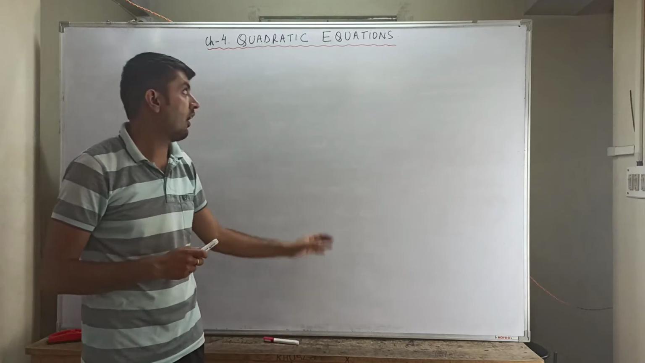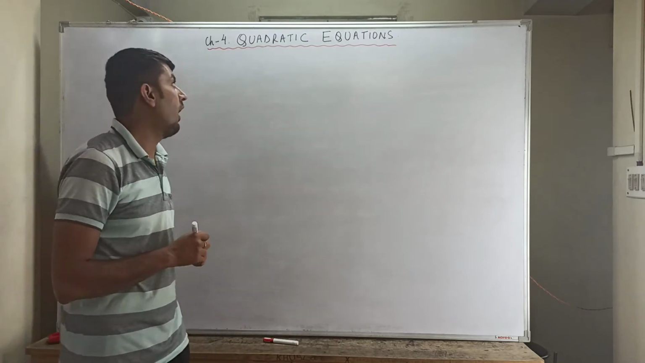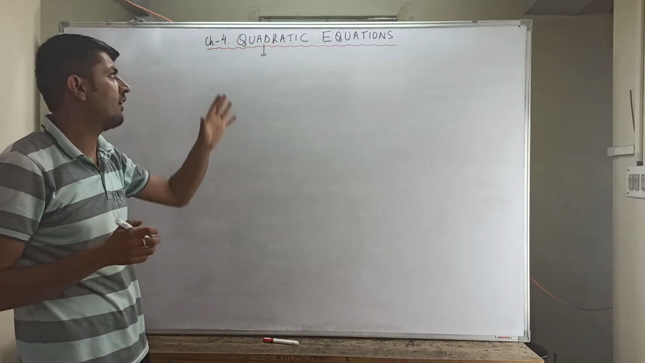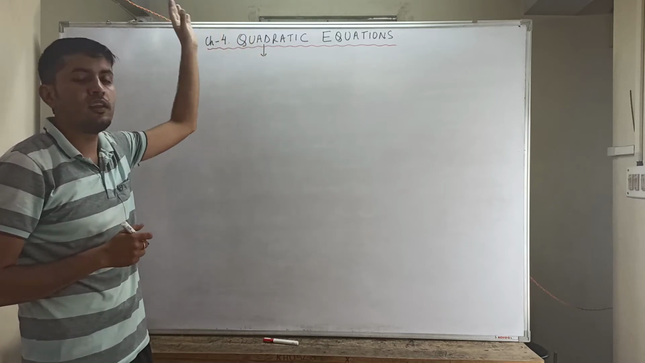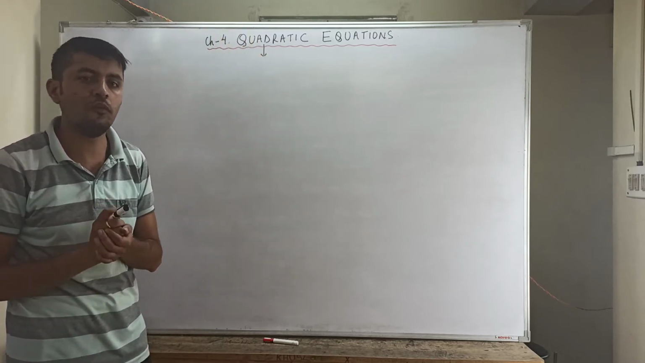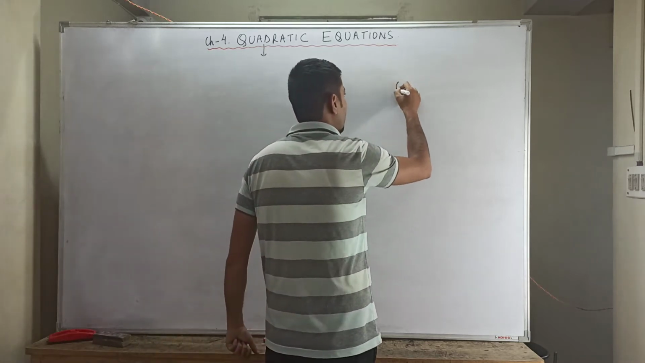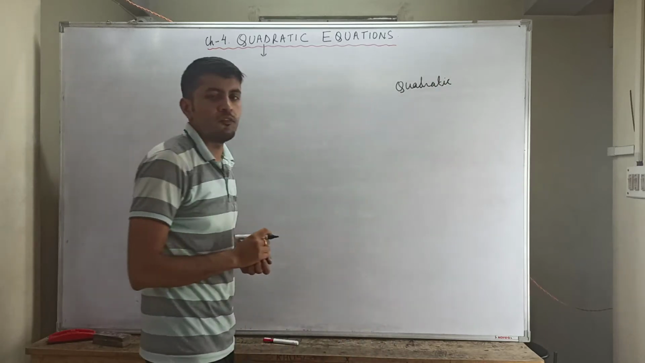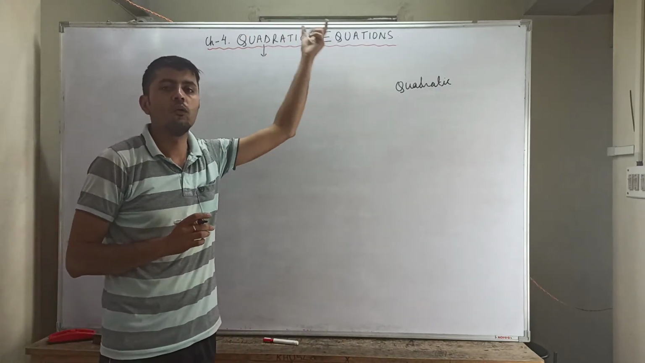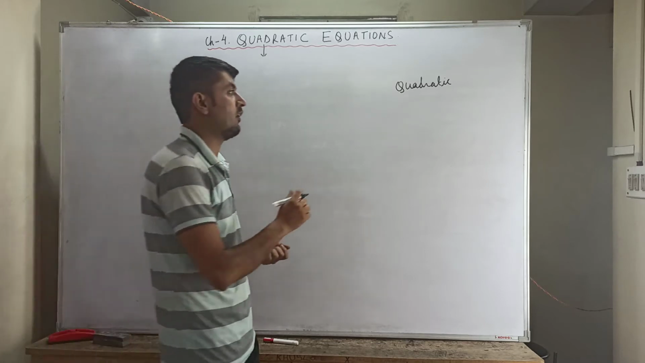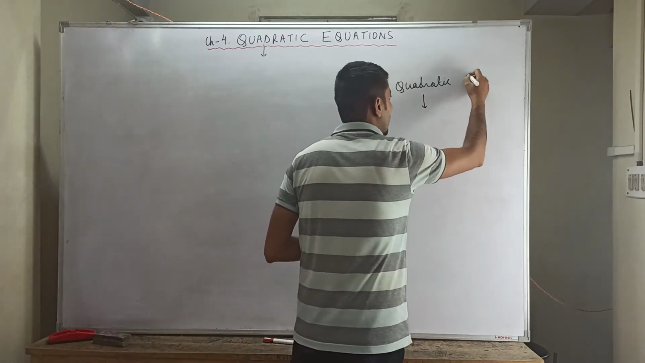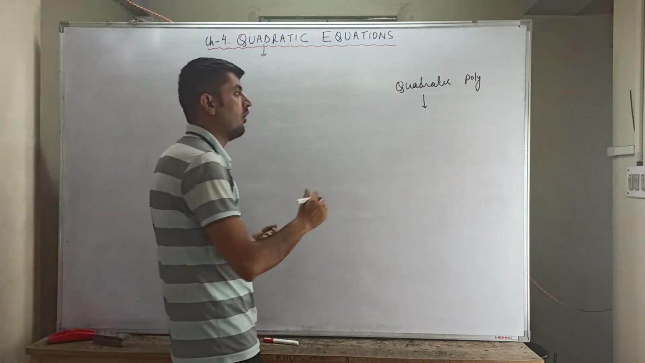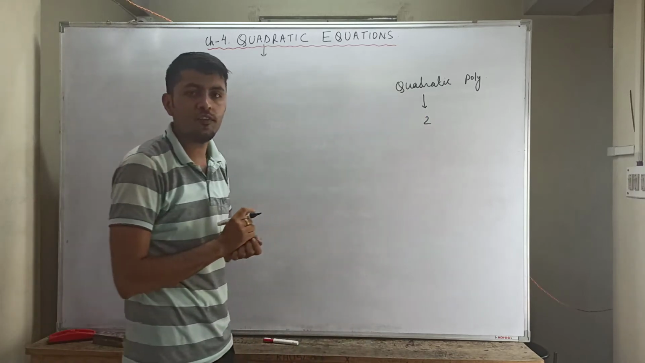Now before I start this chapter, you are already familiar with the word quadratic. We did polynomials and there we have done quadratic polynomials. So whenever I say the word quadratic, what do you know about the degree? The degree of a quadratic polynomial is 2.